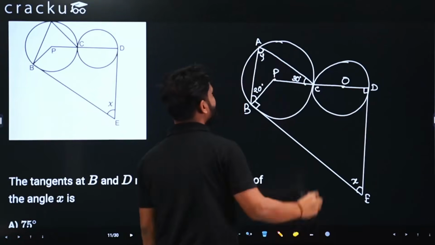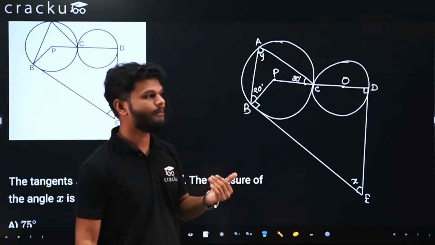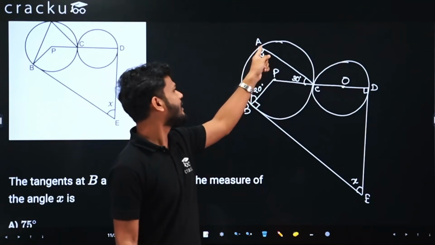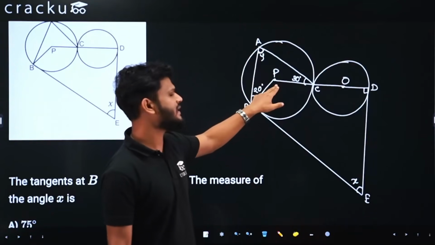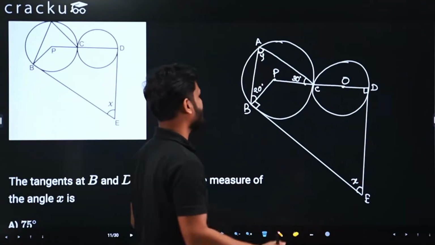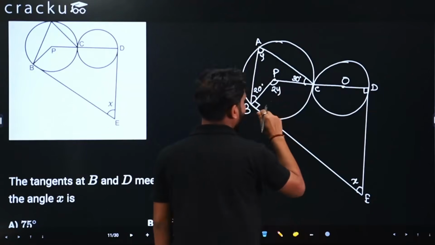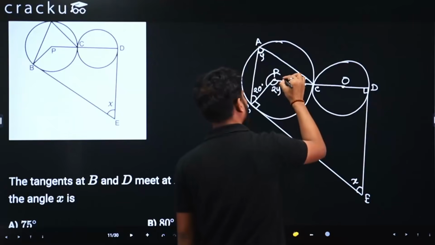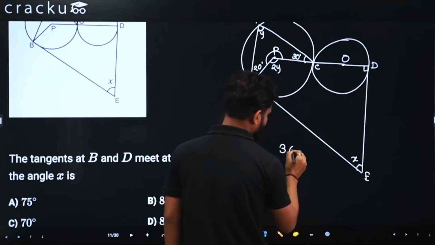If this angle is Y, this central angle will be what? It will be 2Y, because the angle subtended at the circumference of the circle is half of the corresponding central angle. So this will be 2Y. And if this is 2Y, this reflex angle will be what? This reflex angle will be 360 minus 2Y.